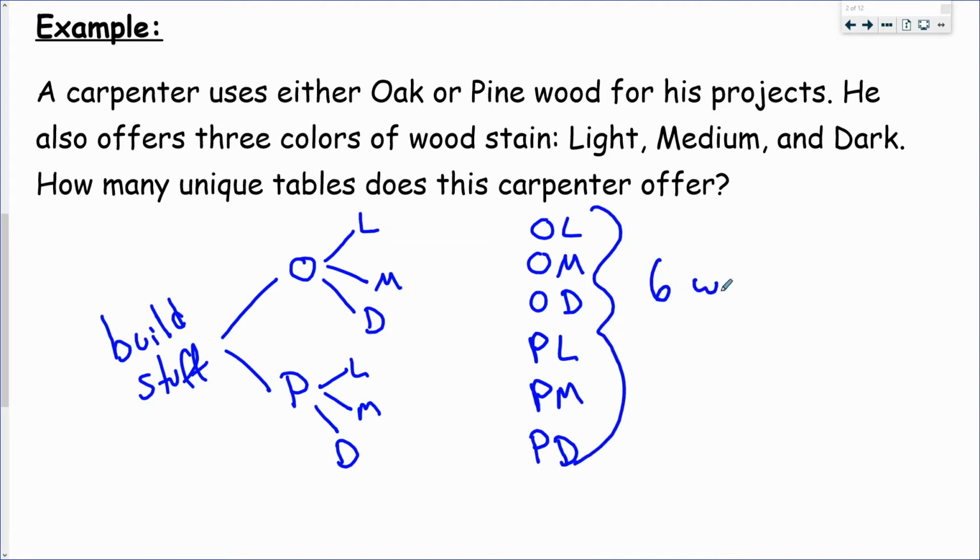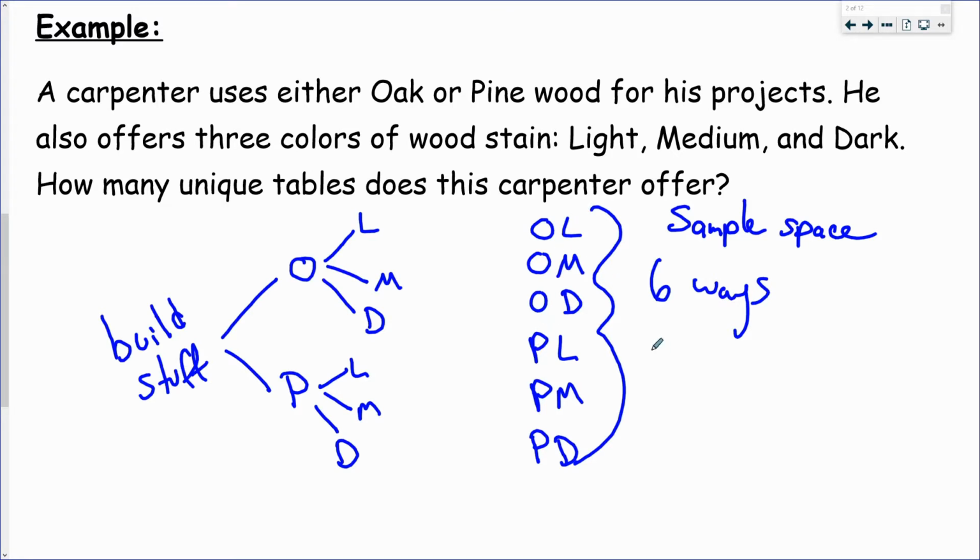Well, there's 6 ways we can do this. So you can draw this out, and by the way, this is called a sample space. A sample space is when you literally map out every single possible thing that can happen in a situation. This is called doing it by brute force, right? I literally figured out every single thing that can happen.